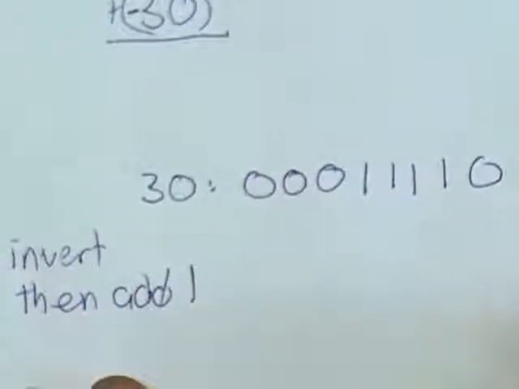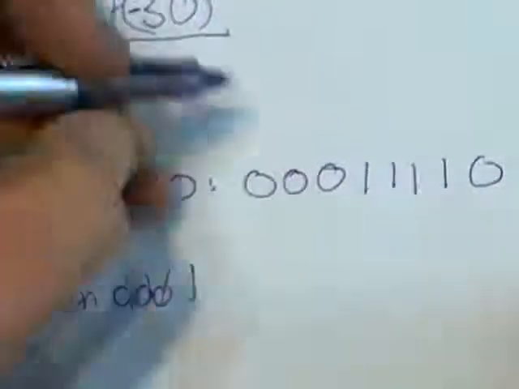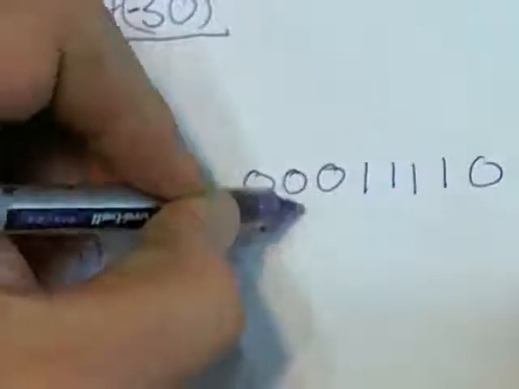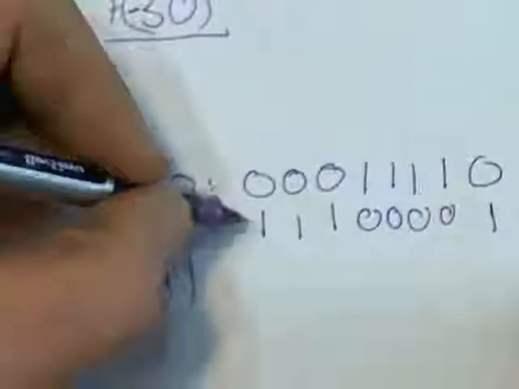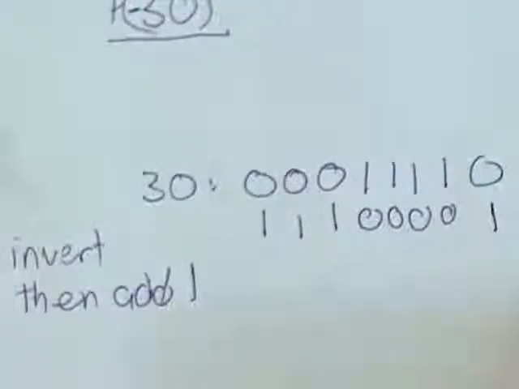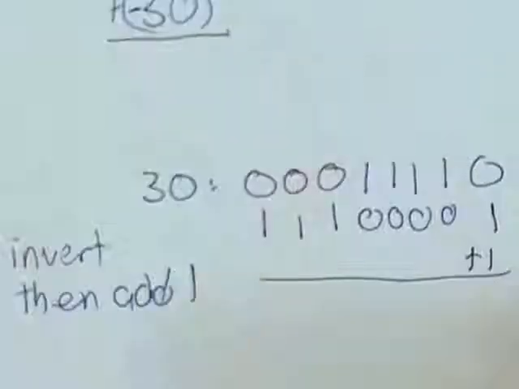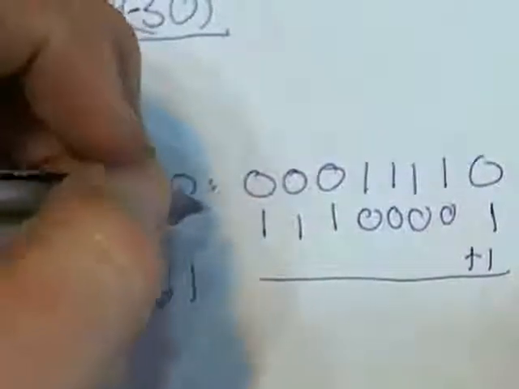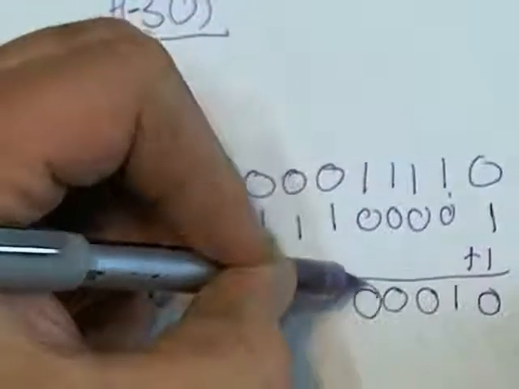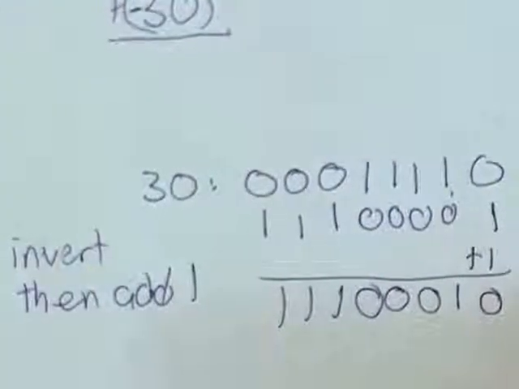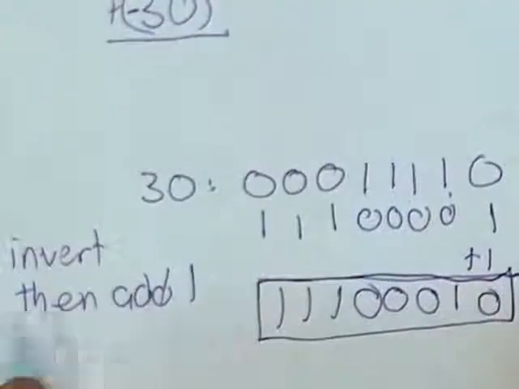Invert, then add 1. What does invert mean? It's quite simple if it's visual. Wherever you see a 0, you put a 1. Wherever you see a 1, you put a 0. There is my digits inverted. And now I add 1. What do I get when I invert and add 1? 1 plus 1 is 0, carry a 1. Here is negative 30 using 2's complement.